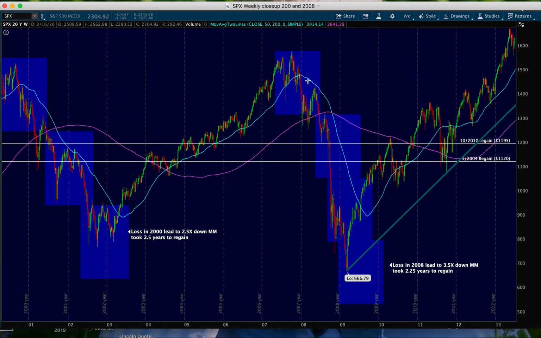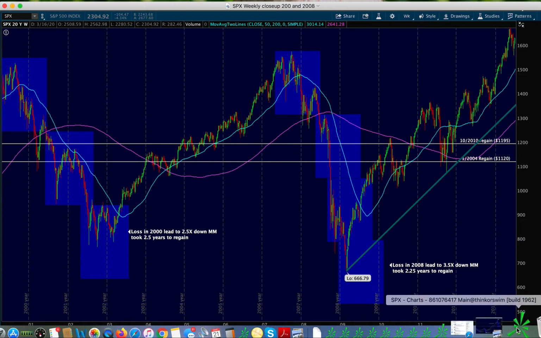Then when we fell in 2008, here is the move to the break of the 200-week. Here it was when it doubled, here it was when it tripled, and then it did another half leg down from there. So you saw 2.5 legs down here, you saw 3.5 legs down here, and I'm only talking about 1 leg down here with this target of 1890.